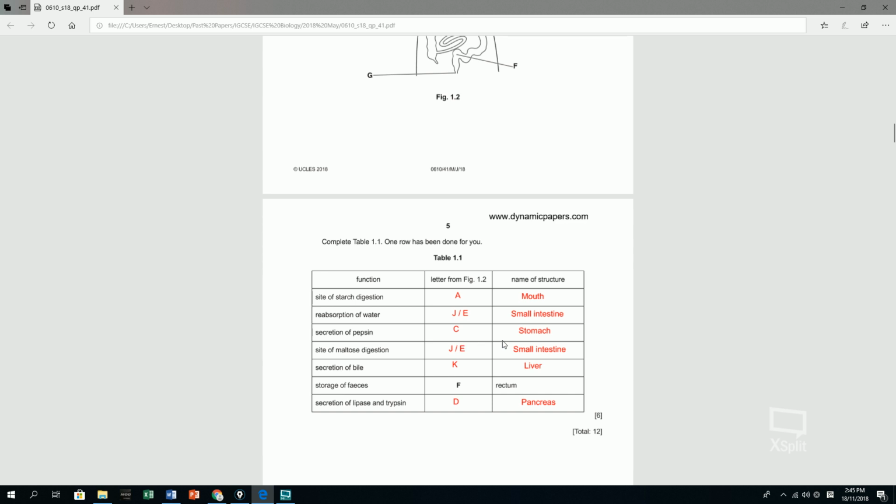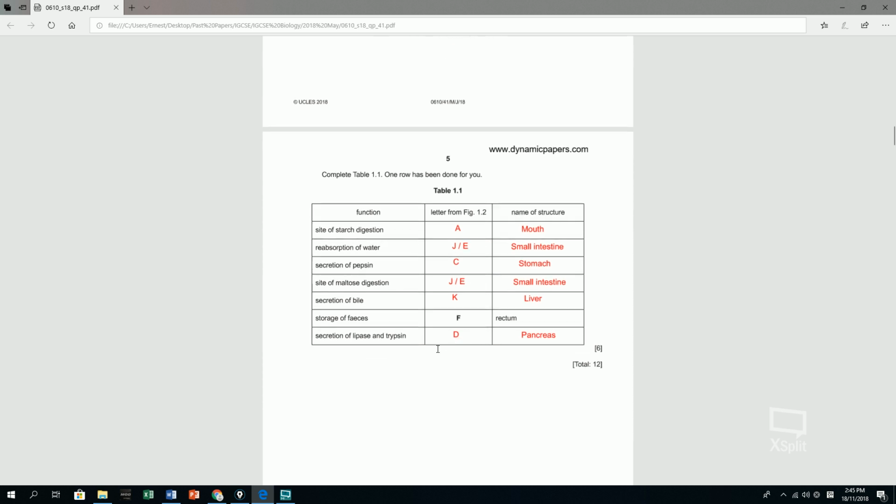And the stomach has acidic conditions because pepsin, which is a protease enzyme breaking down protein, works best under acidic conditions. That's why the stomach produces hydrochloric acid to give pepsin good conditions to work in. The site of maltose digestion would be in the small intestine again, where there are a lot of enzymes that come from the pancreatic juice, which contains a lot of different enzymes used to digest food.